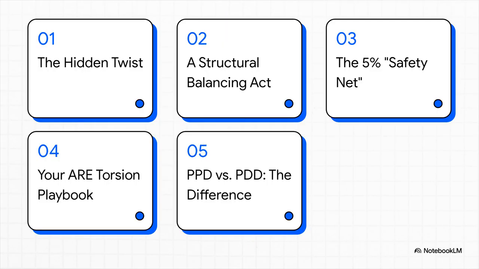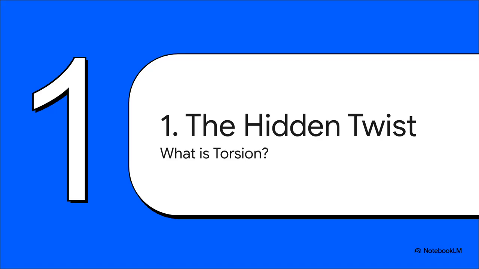First, we'll uncover that hidden twist. Then, we'll look at the structural balancing act that causes it all. After that, we'll dig into the code's very clever safety net. Then we'll build your ARE playbook. And finally, we'll get into the nitty-gritty of how this stuff shows up differently on the PPD and PDD exams. Okay, let's get right to it.